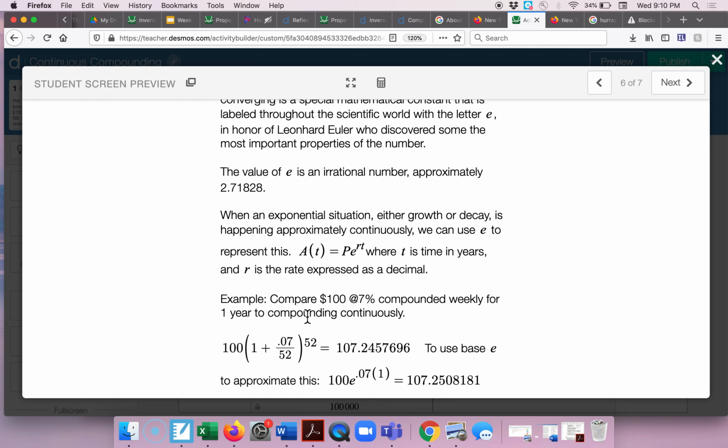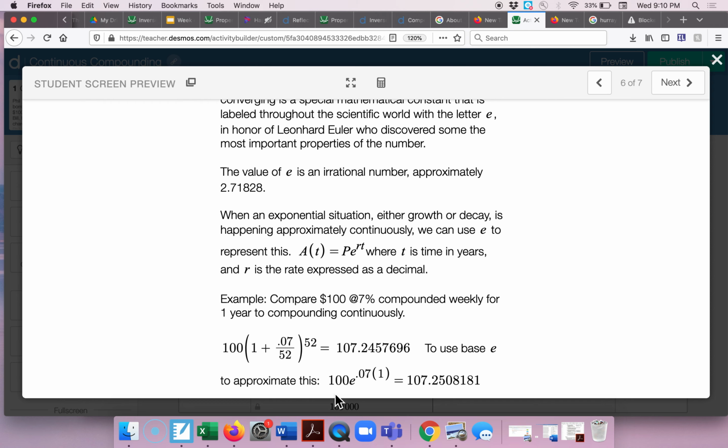If we wanted to compare $100 earning 7% compounded weekly, that's not continuous, but it's pretty frequent compounding, right? Let's see how much this $100 would be after a whole year. So there's the old way of doing it: 0.07 weekly, 52 weeks a year. In the 52 weeks, we're going to have $107.24579696.